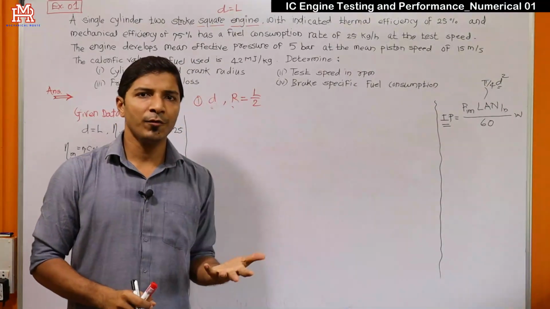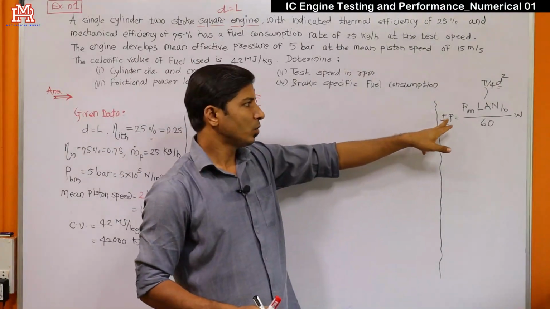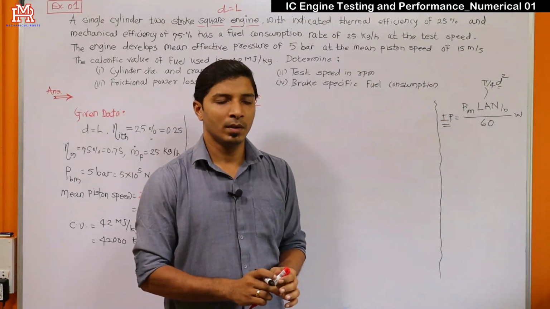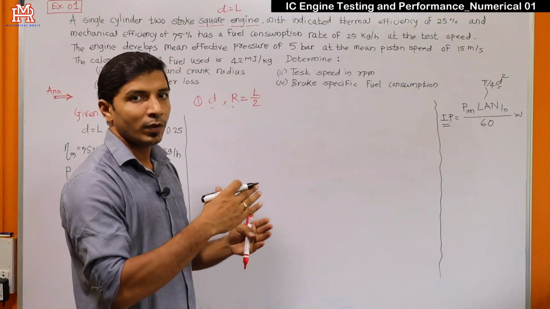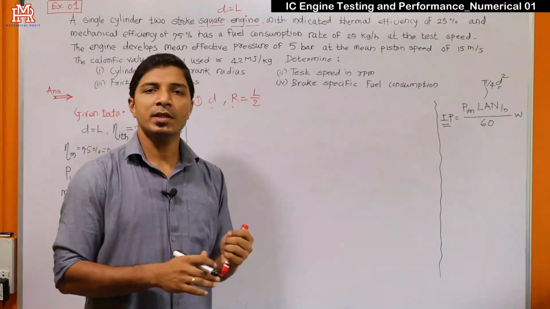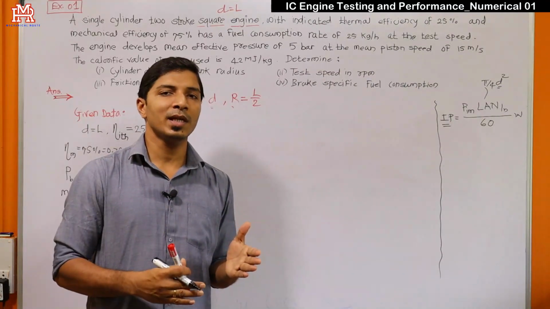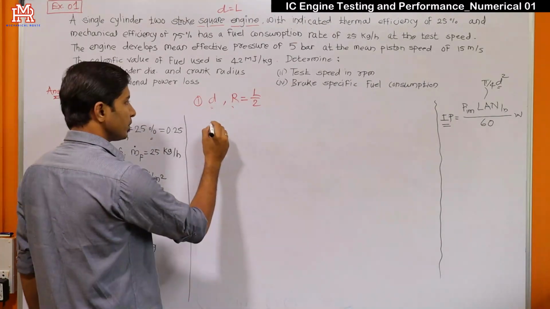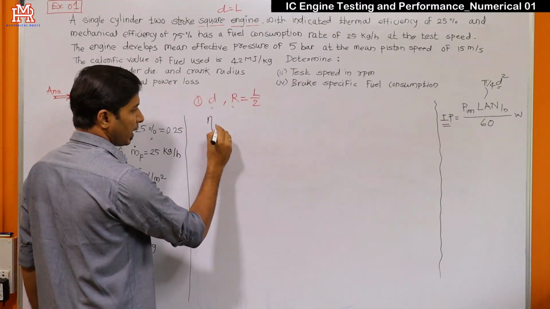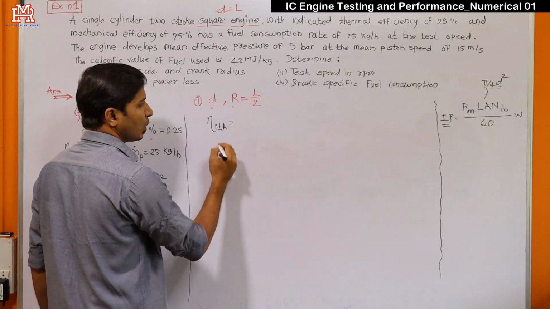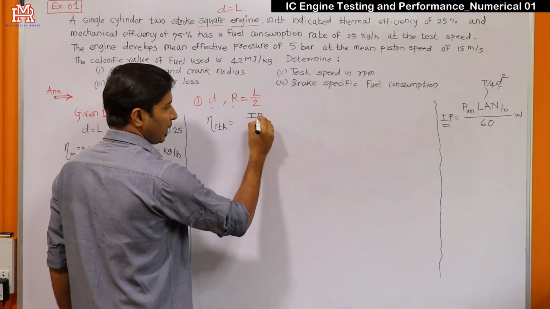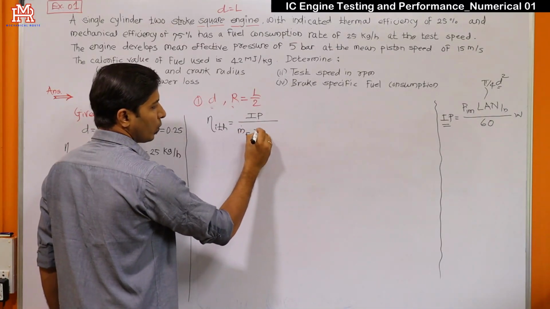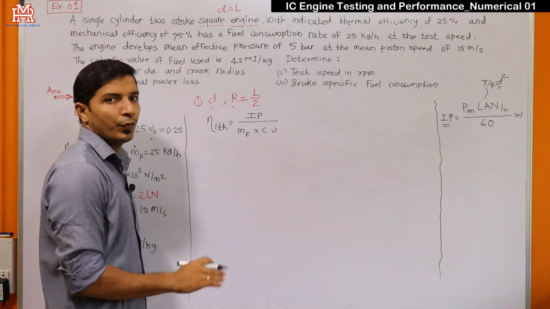We'll first calculate IP. So is there any alternate formula that we can use to find IP, where only IP is unknown and all the other parameters are given? We have discussed different types of efficiencies. In thermal efficiency we have discussed indicated thermal efficiency and brake thermal efficiency. So if you remember, we do have one formula: indicated thermal efficiency is equal to IP divided by mass of fuel consumed into calorific value. We do have this formula.